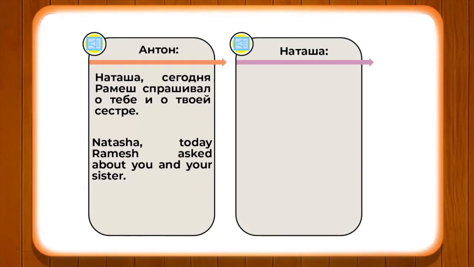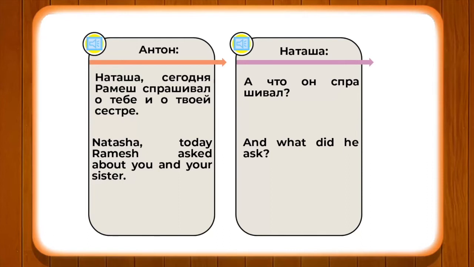Then Natasha: А что он спрашивал? Natasha is asking, а что он? Он means Ramesh. А что он спрашивал? And what did he ask? Антон: Он спрашивал, где живет твоя сестра. Anton is saying, он спрашивал, meaning Ramesh asked, where does your sister live? So, где живет: где means where, живет is the conjugated form of жить for он, она. Где живет твоя сестра? So where does your sister live?